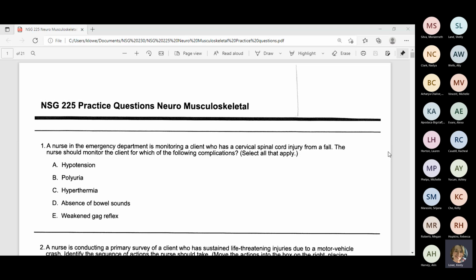Other things we would see would be urinary retention, weakened muscles or paralysis of muscles, and slowed or slurred speech. We could see a lot of those different things depending on the severity of injury to our patient. Okay.